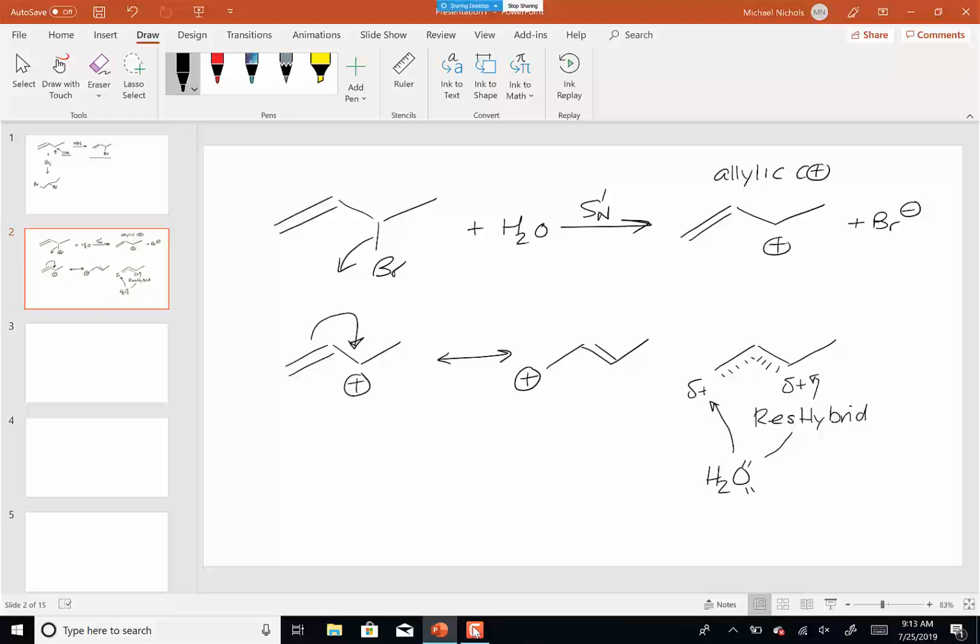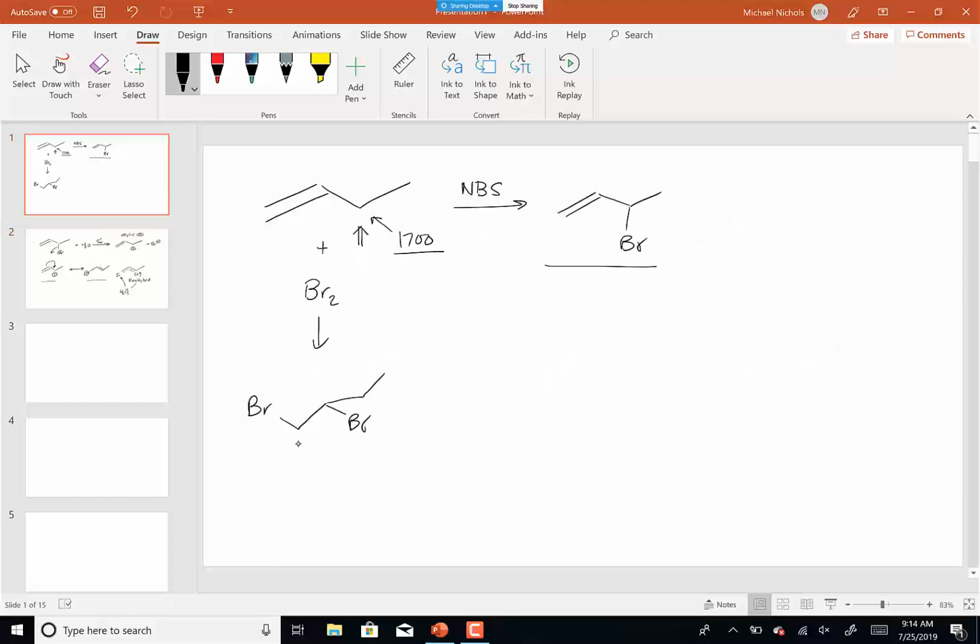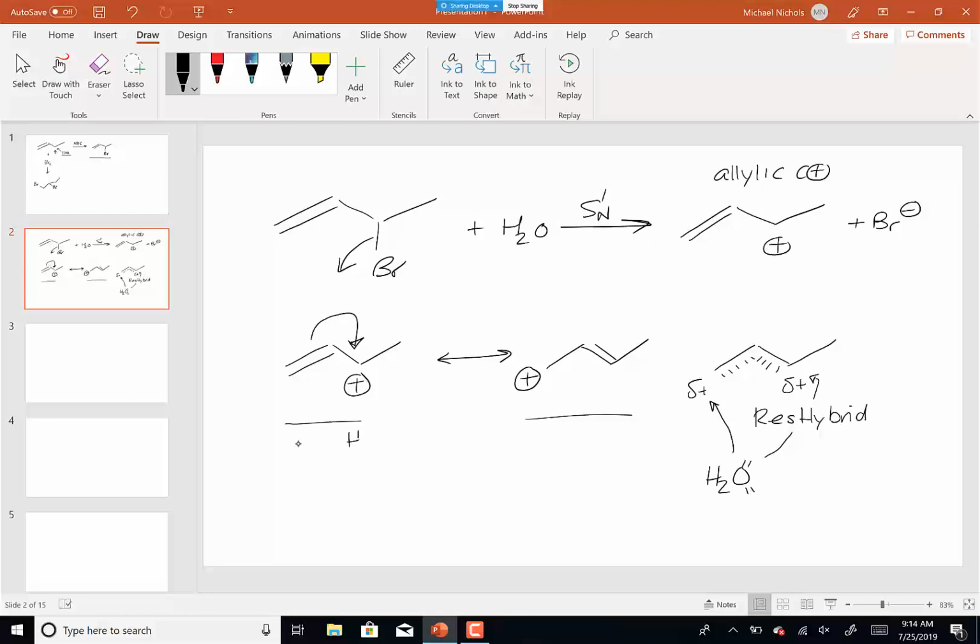But to simplify things, what I'm going to do is treat these two resonance structures as if they were the reactants. Remember, the true intermediate is the hybrid. But it's easier for me to say, okay, I'm going to take water and add it to that carbocation, and then I'm going to take water and add it to that carbocation, so that it's easier for me to write my final products.